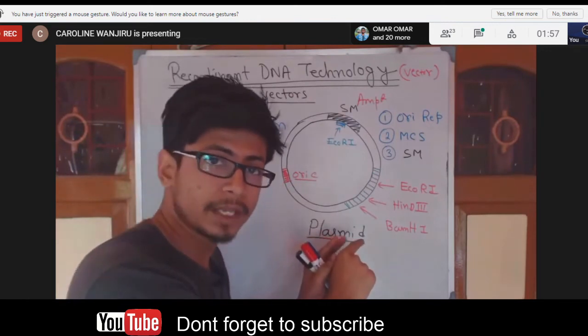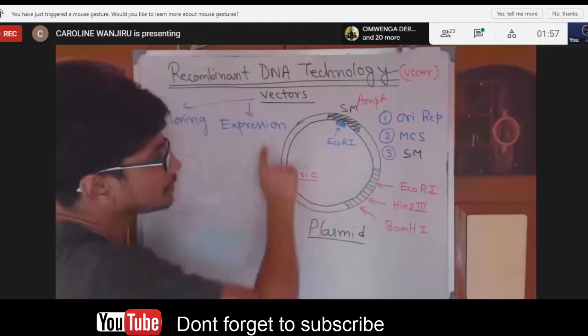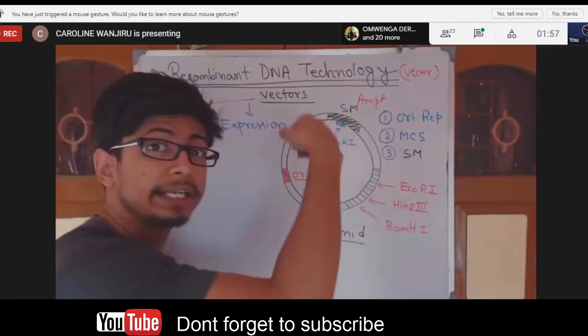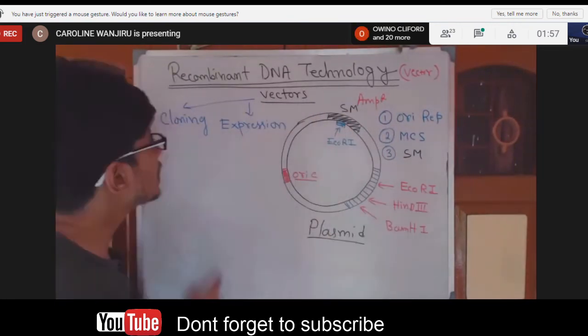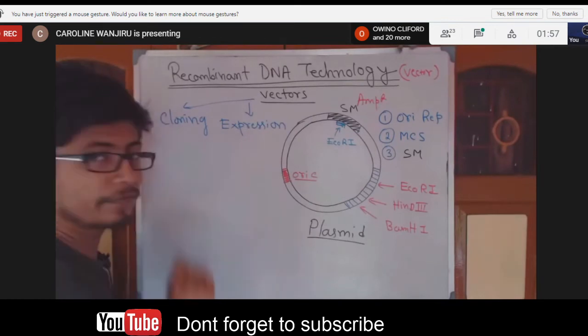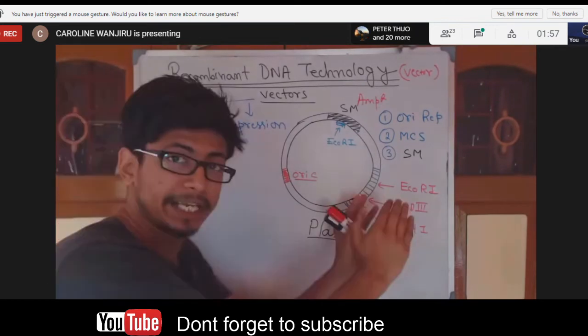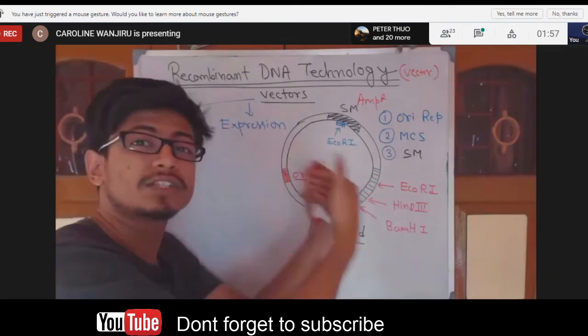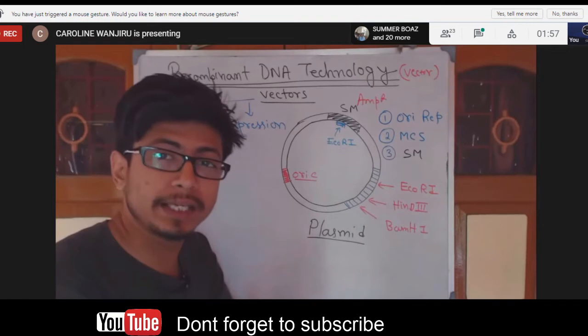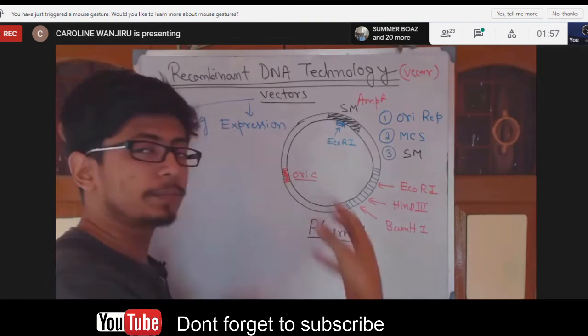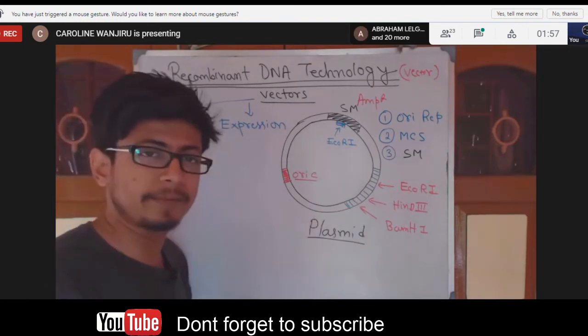Okay, and it has the origin of replication, so it can replicate our target DNA also. That is the idea in cloning, replication only. But in case of expression vector, we want not only replication, then after that transcription and translation of those products. We want protein synthesis to happen so that the products are produced inside the cell. That is the idea of expression vector.